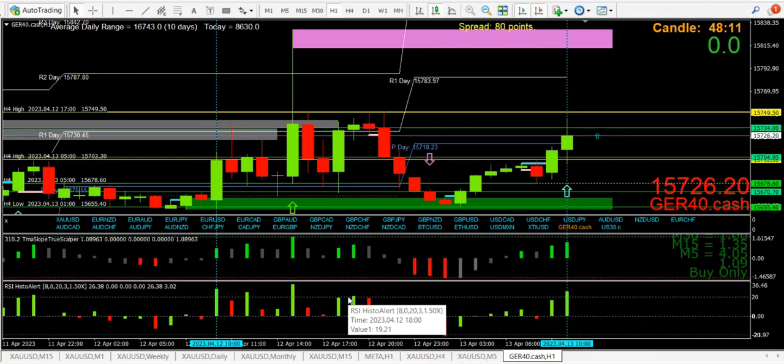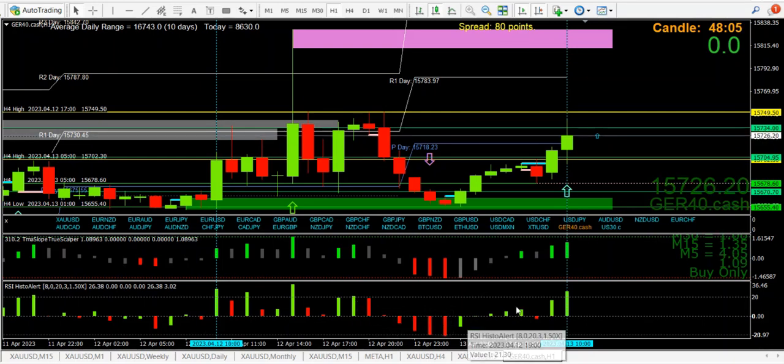Well, you had a bust over here. This looks good to the long side actually. Bust here, pull back, break and close up. But this is H1, remember, and I don't trade H1. So this is good for a longer term view of what's happening.